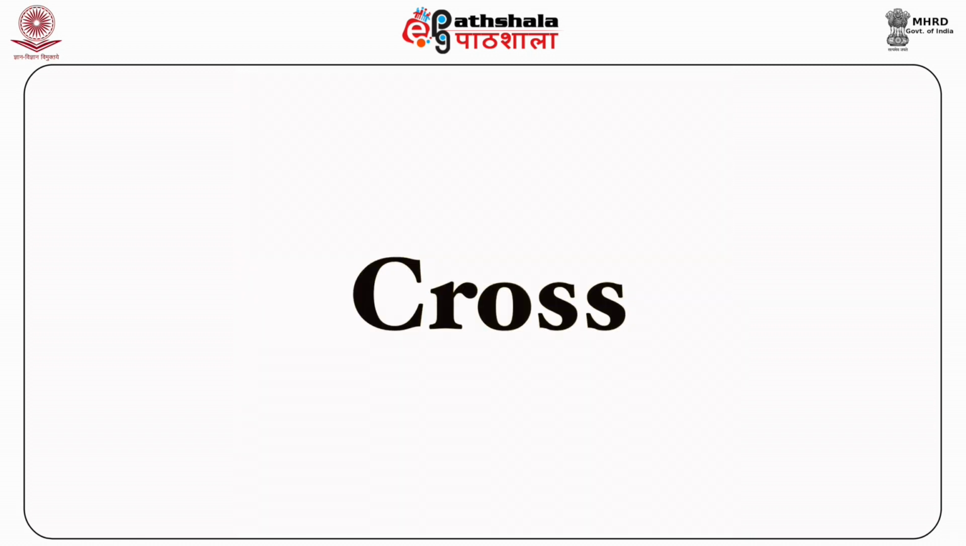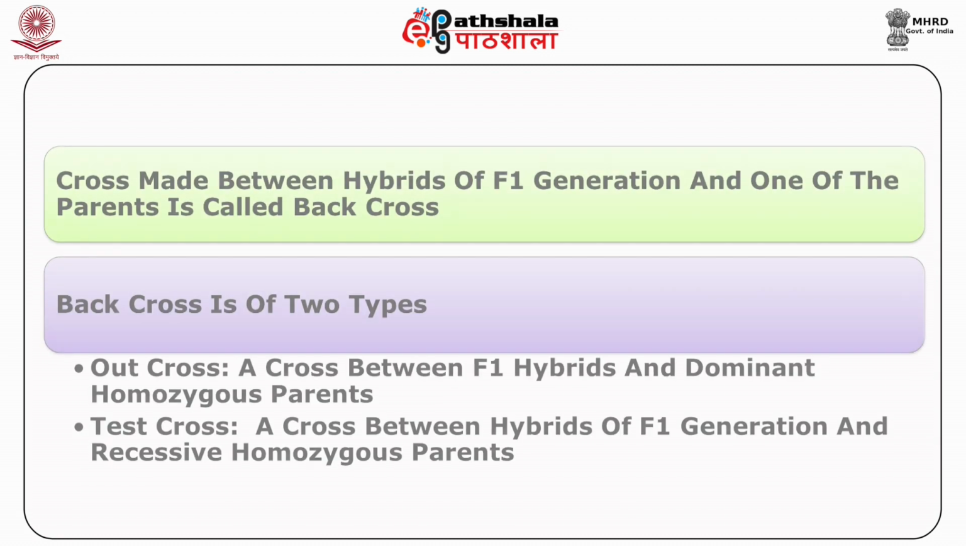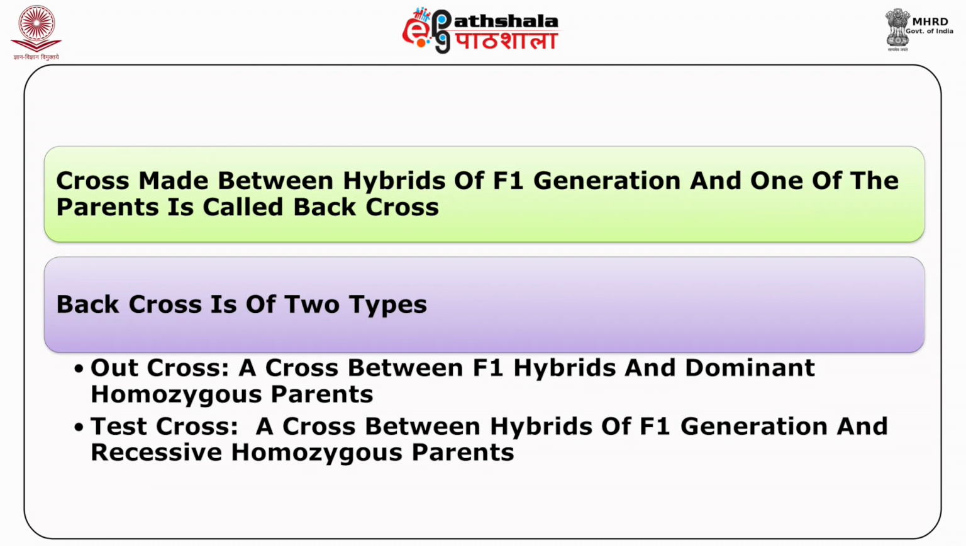Now let us learn about the cross. The cross made between hybrids of F1 generation and one of the parents is called backcross. Backcross is of two types. First is outcross, that is, a cross between F1 hybrids and dominant homozygous parents. Second is the test cross. It is a cross between hybrids of F1 generation and recessive homozygous parent.